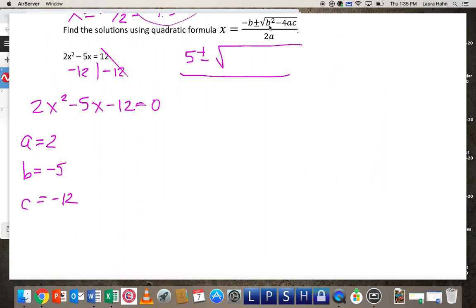Now on the inside, we need to take b and square it. It's very important to use parentheses inside of here. So I'm going to take my b value, which is negative 5, and square it. Next it says minus 4 times the a value times the c value. On the denominator, I have 2 times the a value, so that's 2 times 2.